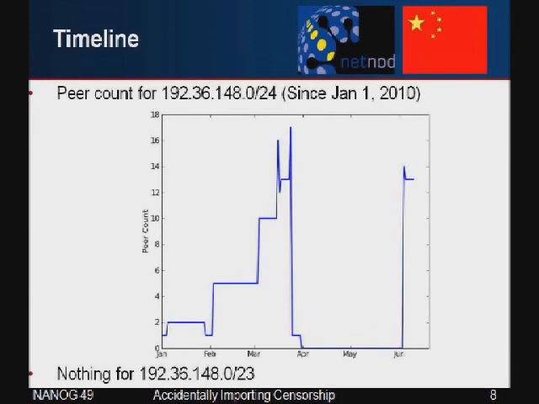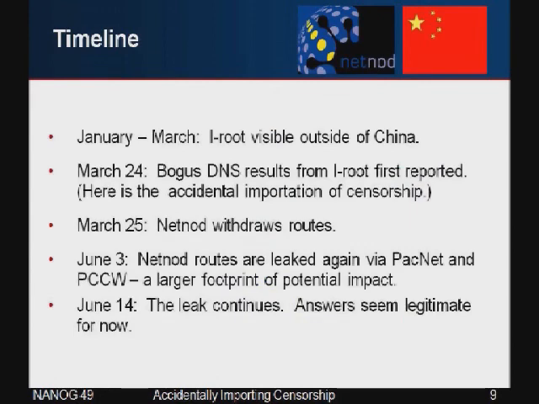We were actually preparing a talk for this NANOG last week and just recompiling the data to make sure we had it all right, and we noticed this thing had come back last week, which is hence the timeliness of this talk. So as of today, this leak does continue, and answers seem legitimate now for those users that are seeing the route. Is there a question?